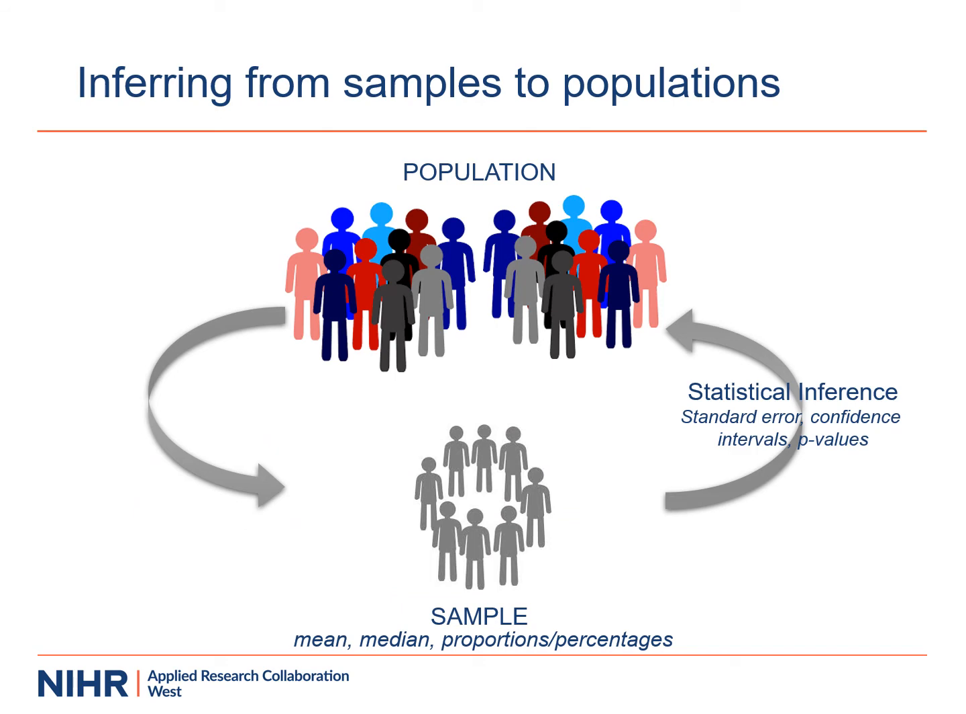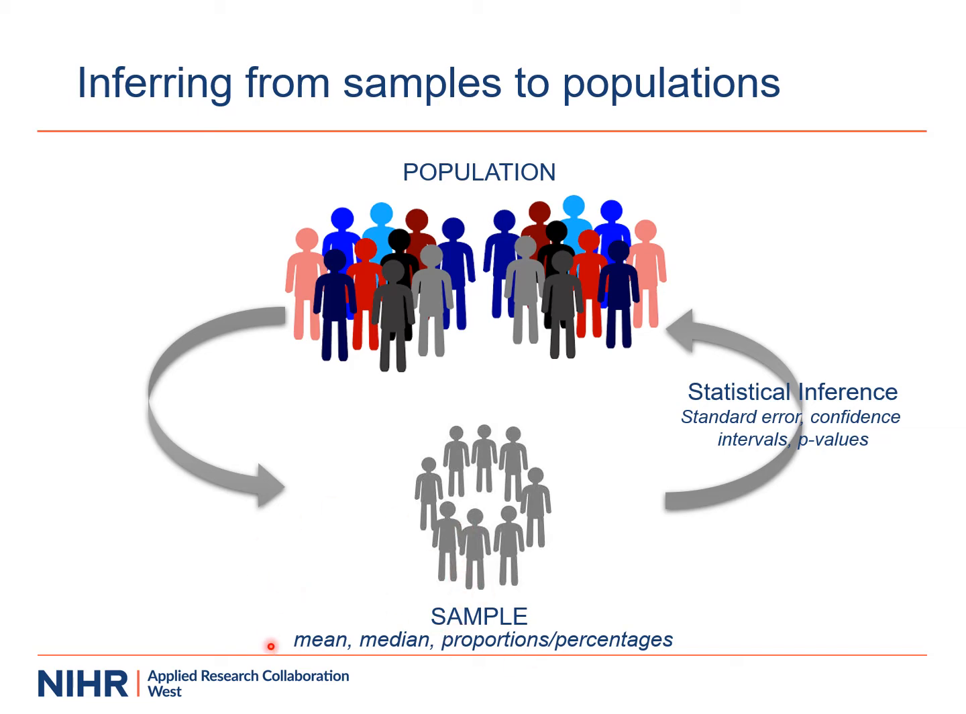Okay, so what does it mean to infer from samples to populations? So every time you do a study, you're interested in a certain population. You want to know something about a population. But because it's hardly ever possible to measure everyone in a population, you need to take a subsample. So what you do is, if this is the population you're interested in, you will recruit a sample from this population that is supposed to be representative of that population, and you will do your measurements in this group.